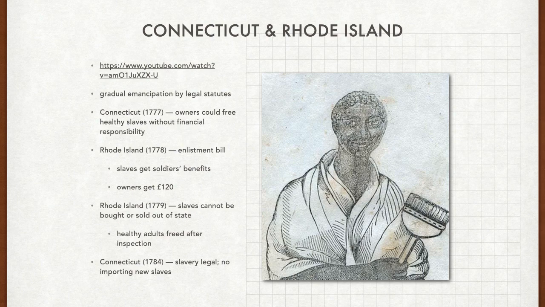Rhode Island passed an enlistment bill in 1778 where slaves were manumitted and offered soldiers' benefits, and the owner was compensated up to 120 pounds. This is quite a lot that Rhode Island did, right? So basically they passed a bill that said if you free your slaves, you get 120 pounds, and the slaves get soldiers' benefits, meaning they get pay and they get veteran status potentially, and maybe a pension, although I doubt it because not a lot of black soldiers, even in later wars, got good pensions.